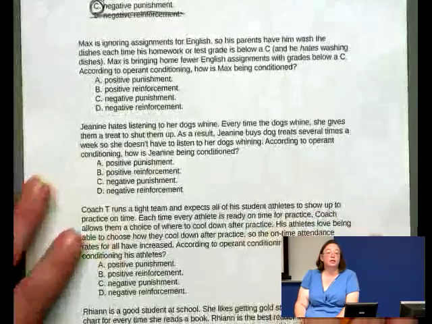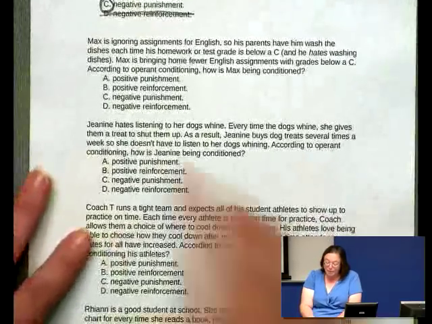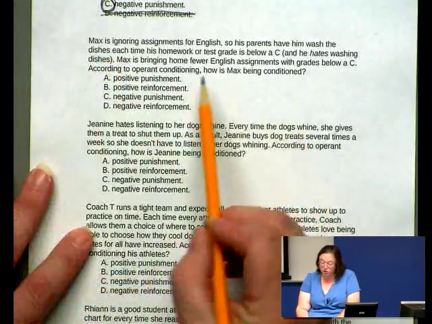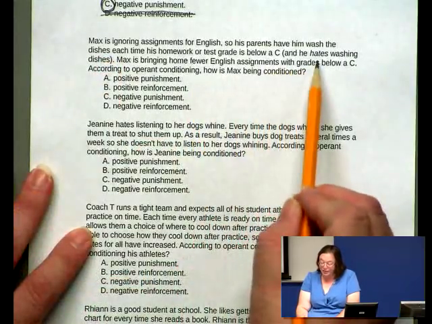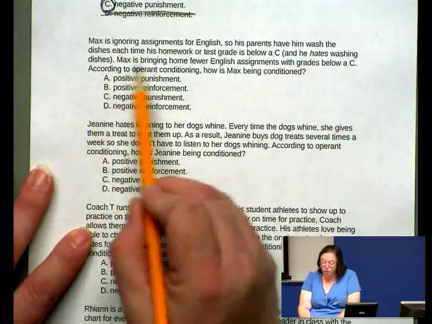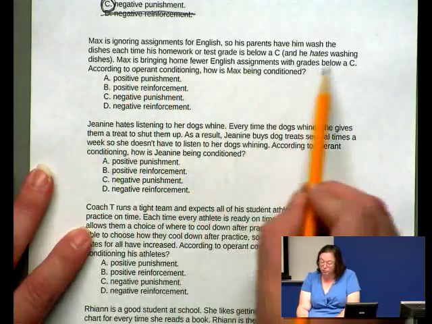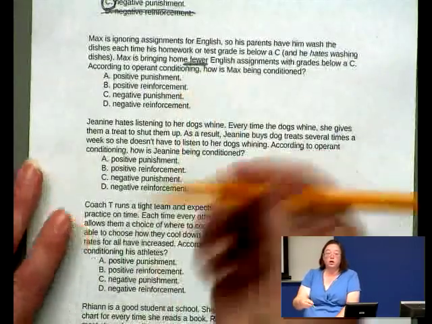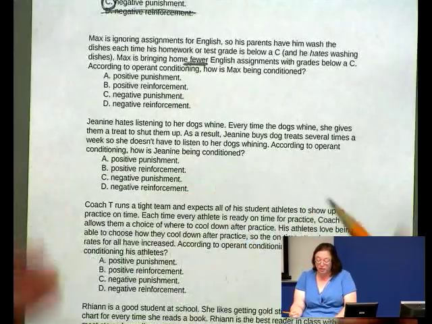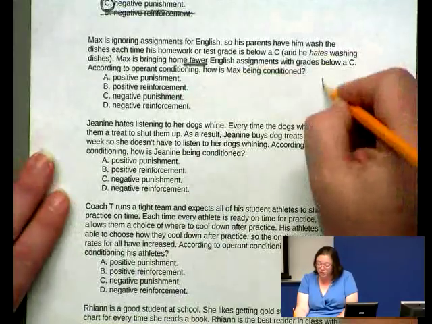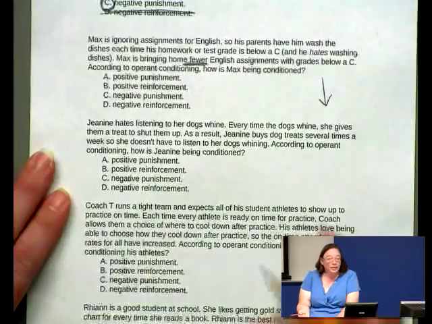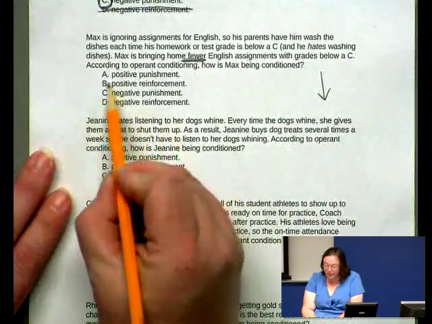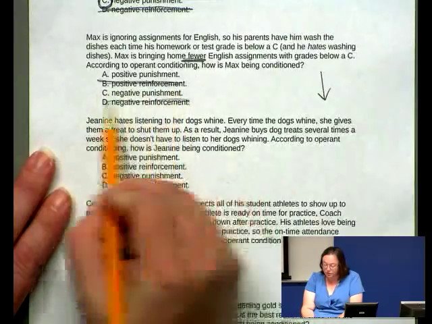Okay, now the next one, with our buddy Max here. Max is ignoring assignments for English, so his parents have him wash the dishes each time his homework or test grade is below a C. And he hates washing the dishes. Max is bringing home fewer English assignments with grades below a C. So we can see right there, that's one of the key words. Fewer, less, that's the behavior that we're interested in. And if it's fewer, it's going down. The behavior's going down, which means, again, it has to be a punishment. So we'll cross out our reinforcements.